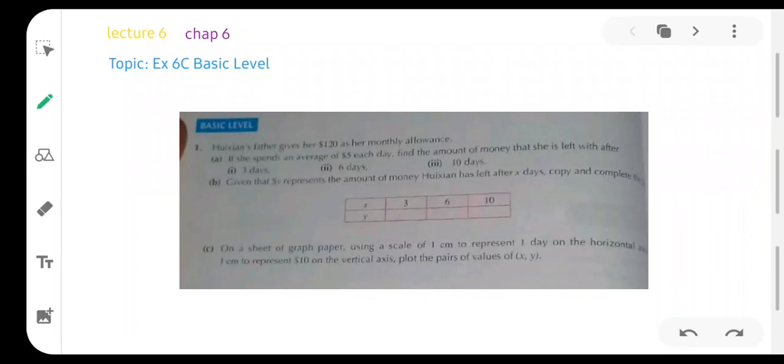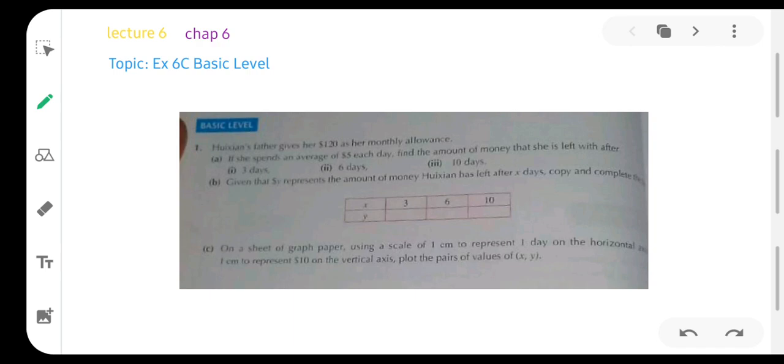Today is the sixth lecture of chapter number 6, in which we are going to do the basic level of exercise 6C. So question number 1 of exercise 6C states that Vixian's father gives her $120 as her monthly allowance. If she spends an average of $5 each day, find the amount of money that she is left with after 3 days, 6 days, 10 days.